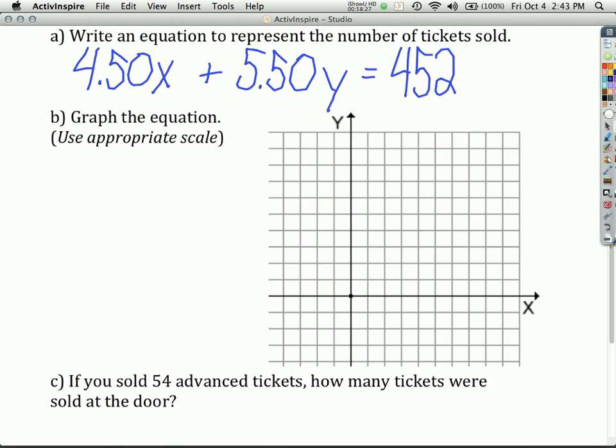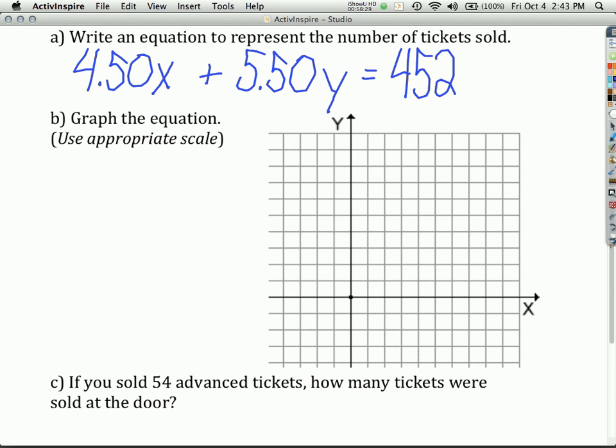Now we want to graph the equation. We could use any method we would like. Which method do you think we should use to graph this? You know two methods. Which method do you think we should use? Catalina? I think we should solve the equation using intercepts.